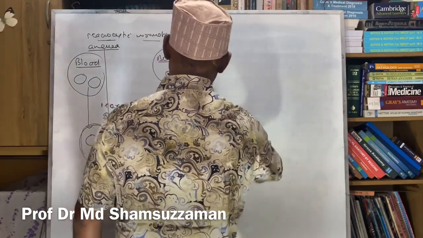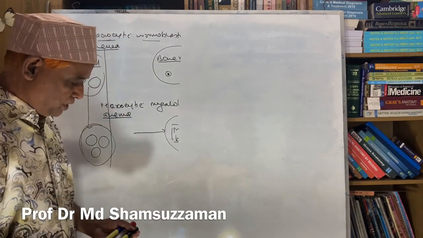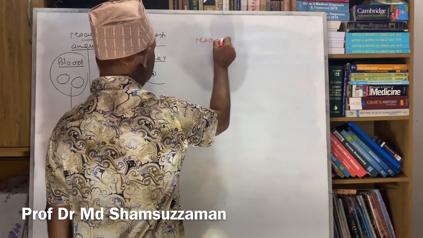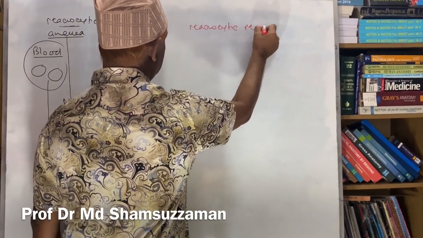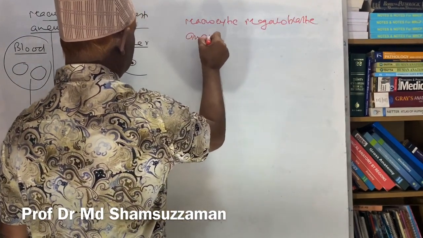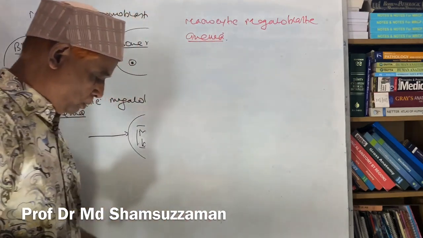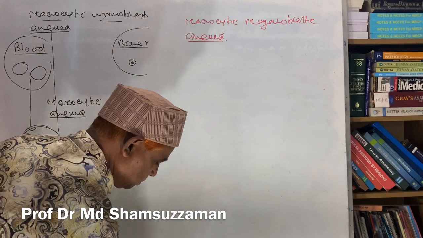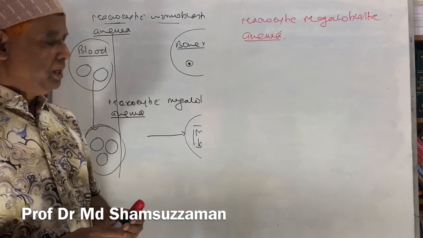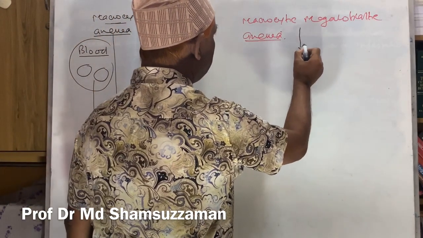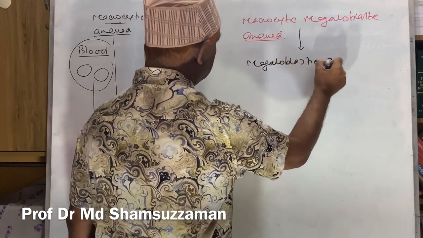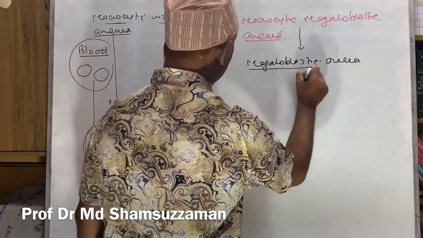Now come to macrocytic megaloblastic anemia. Again, we recall macrocytic megaloblastic anemia means there is macrocyte in the peripheral blood, but megaloblast in the bone marrow. Briefly, this anemia is simply known as megaloblastic anemia. So now come to megaloblastic anemia.